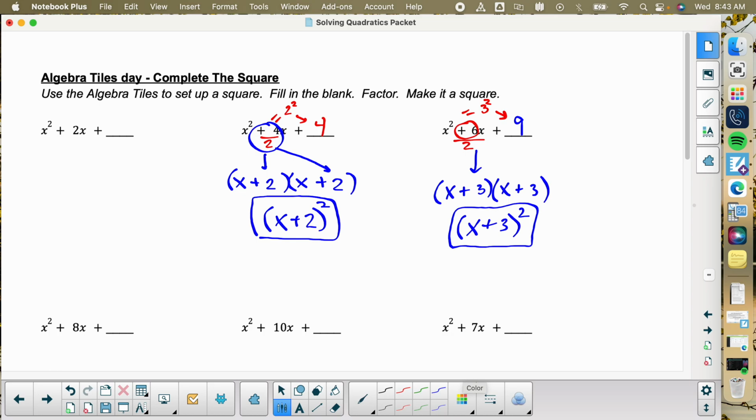Okay, let's start in the upper left. Pick somebody over here. Nate? Upper left, how do I start? Just the 2. Yep. So I'm going to take the positive 2, divide it by 2.